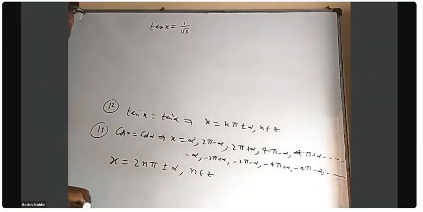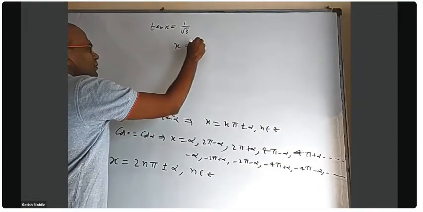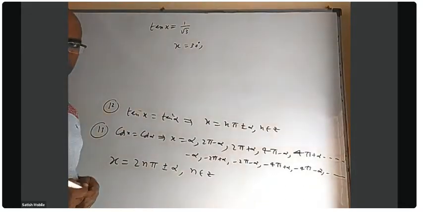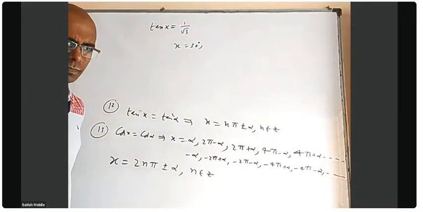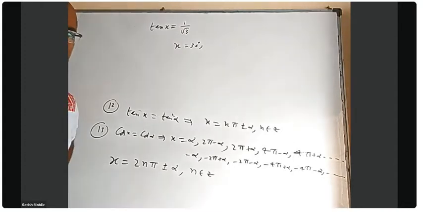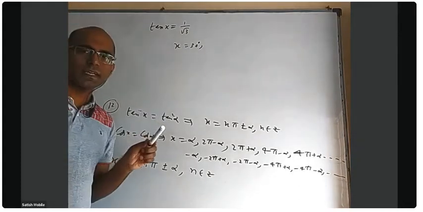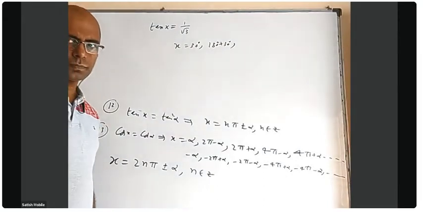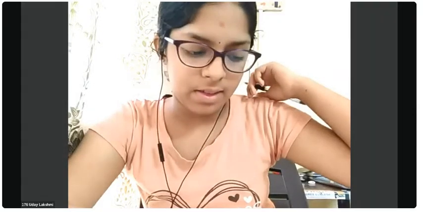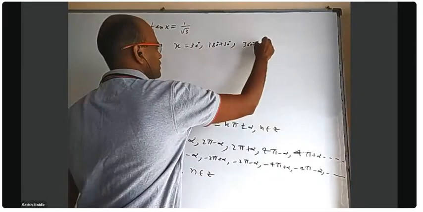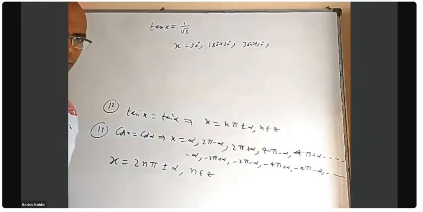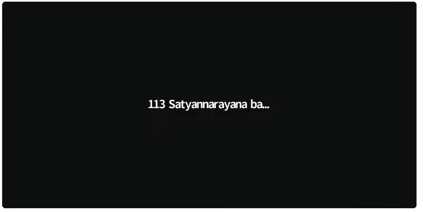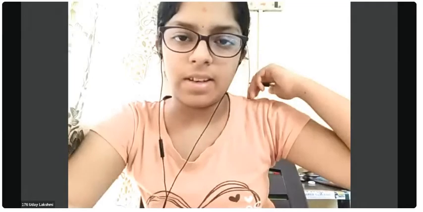If I take tan x equal to 1 by root 3, one obvious solution is 30 degrees. What is the next solution? 180 plus 30. Tan is positive only in the first and third quadrants. Third quadrant, it will be 180 plus 30. And next, for first and third, again we have to go to the next first quadrant, which is 360 plus 30. And next third quadrant, 540 plus 30.